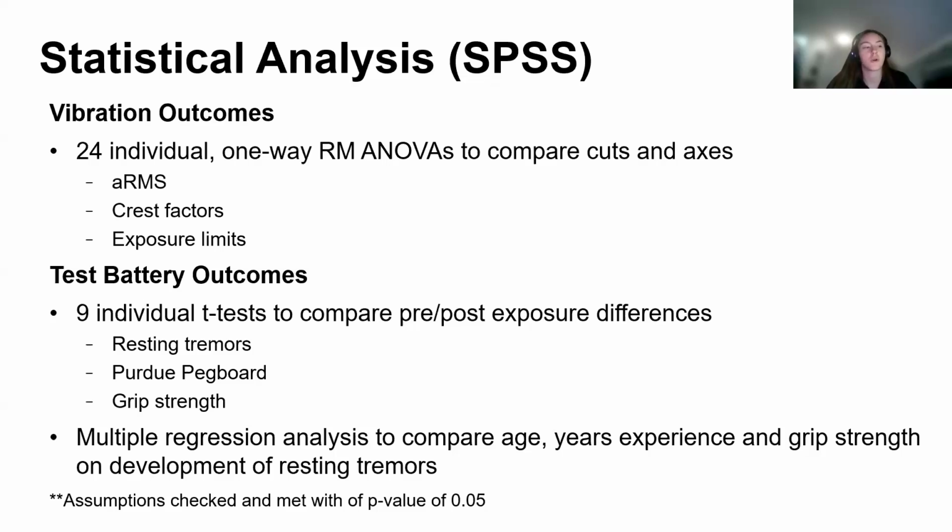We also did a multiple regression analysis to compare the effects that age, years of experience, as well as grip strength all have on the development of resting tremors after vibration exposures. And then all statistics were calculated in SPSS. Assumptions were checked and met, outliers were removed, and we used a p-value of 0.05 to determine statistical significance.